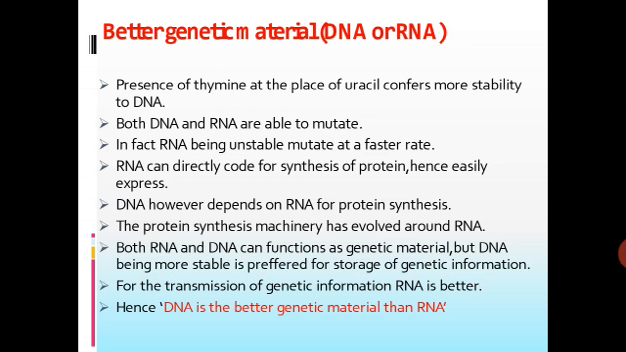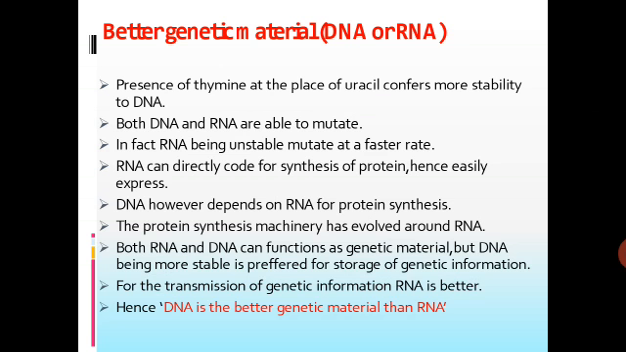RNA can directly code for synthesis of protein, hence it can easily express. DNA, however, depends on RNA for protein synthesis. We have seen this in the central dogma. So DNA is dependent on RNA for protein synthesis. The protein synthesis machinery has evolved around RNA.